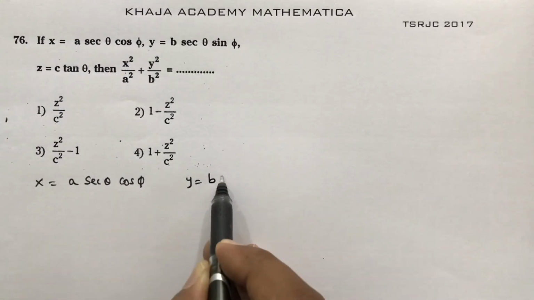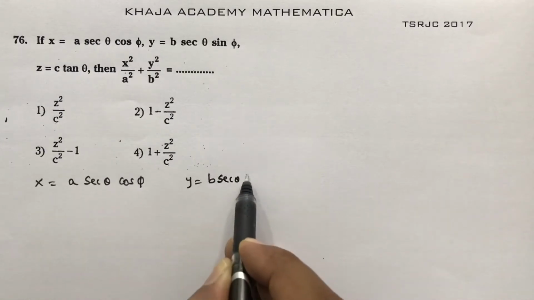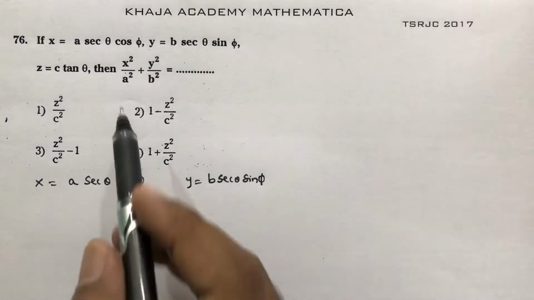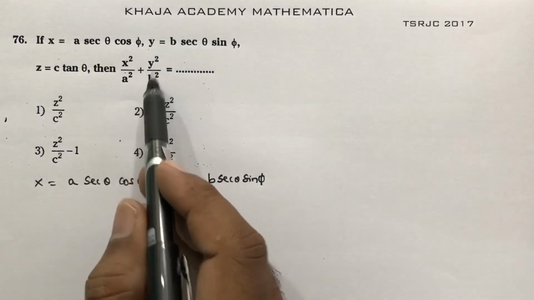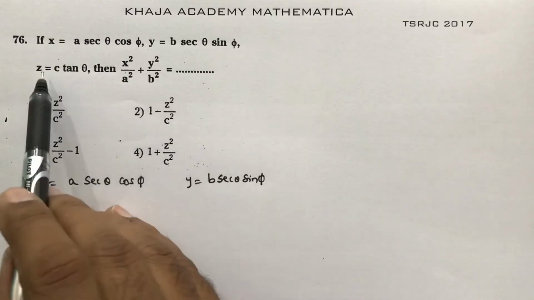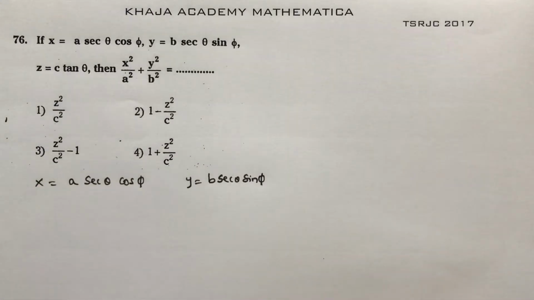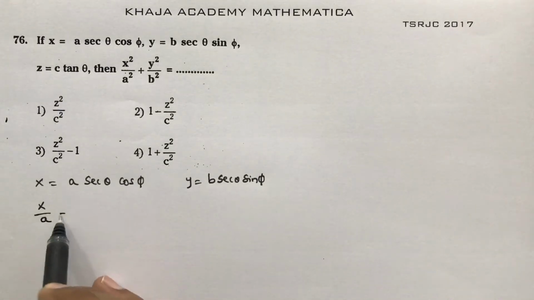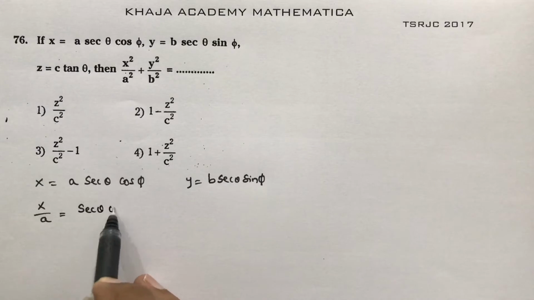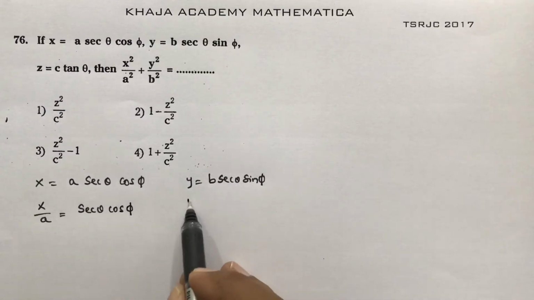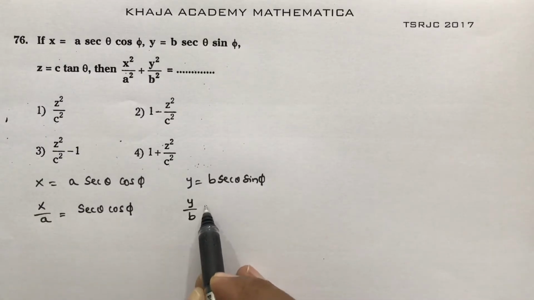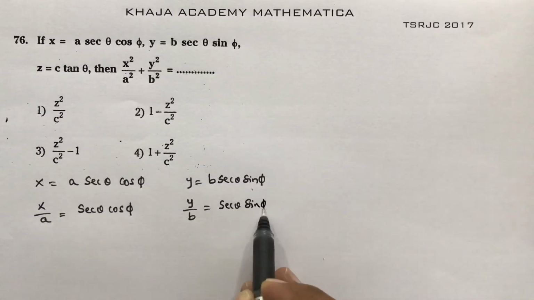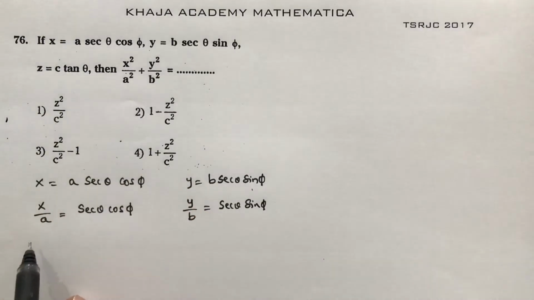And y equals b sec theta sin phi. Now we need to find x square by a square plus y square by b square. What is the answer? Here z is c tan theta. Now see here, what is the value of x by a? Sec theta cos phi. And y by b is sec theta sin phi. First find this value.